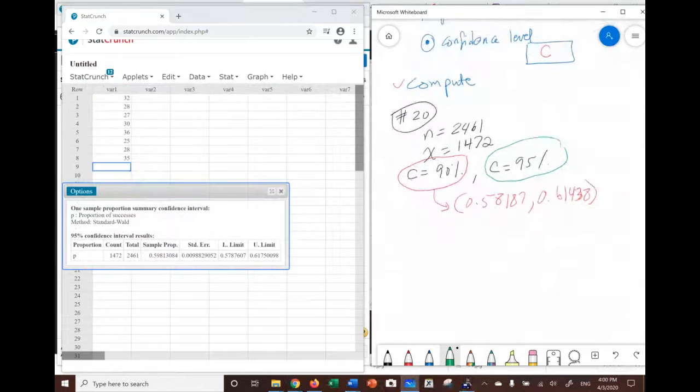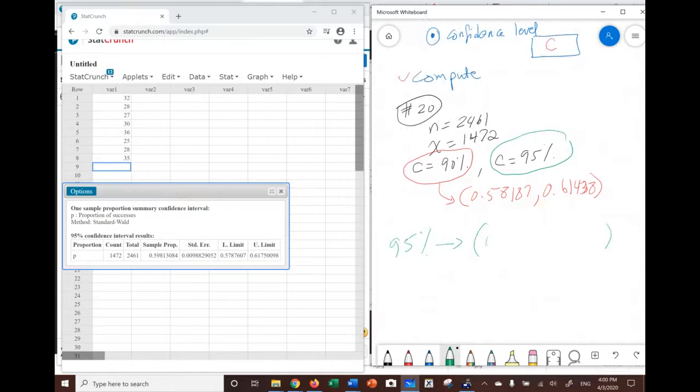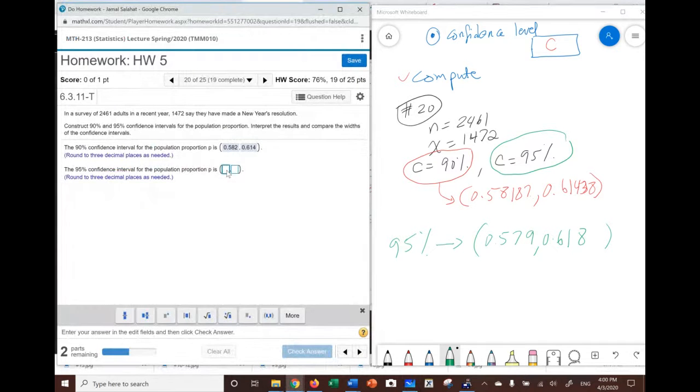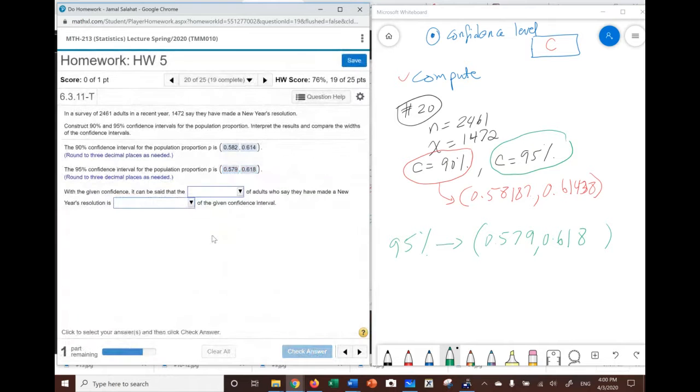And again, since they said they want 3 places for 95%, the interval is going to be 3 places, going to be 0.579 and 0.618. So we go here, the numbers in 0.579. Second number is 0.618, and double check, and it gives you the correct answer.